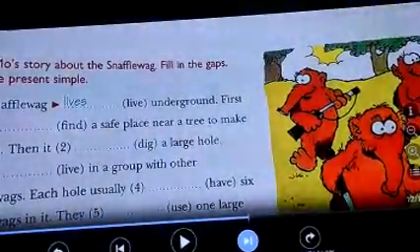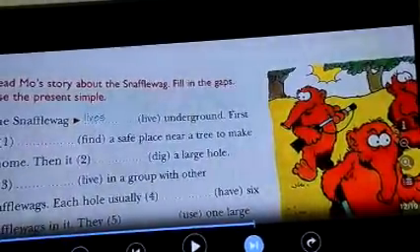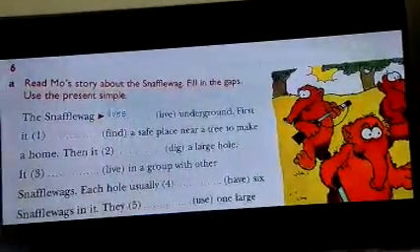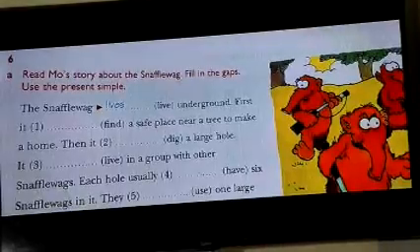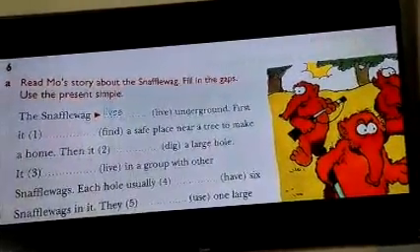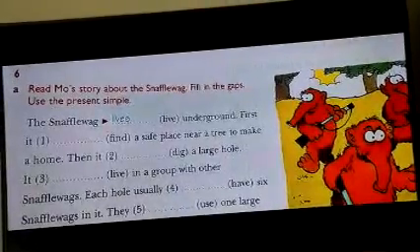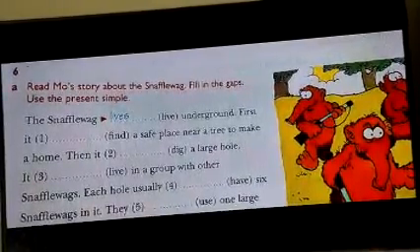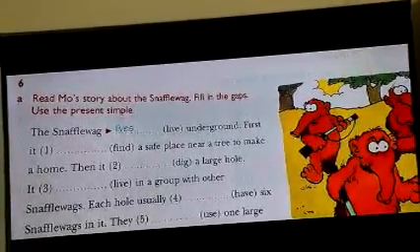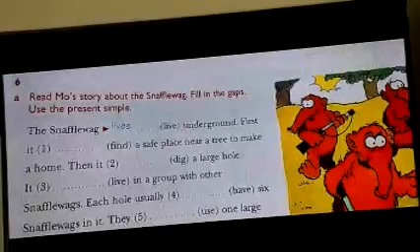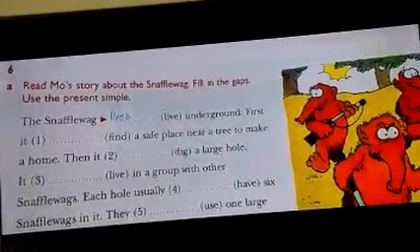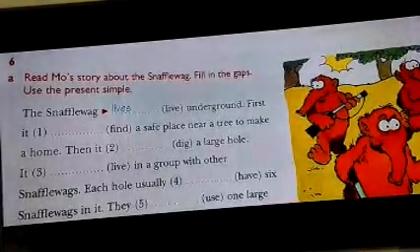Yes. So the first one again is already done for you. The snaffle wag. It's a group of creatures. The snaffle wag is in singular form. The snaffle wag lives. It's a group, again a collective, so it's not plural. It's singular. The snaffle wag lives underground. So where do they live? They live underground. First, what will you write?